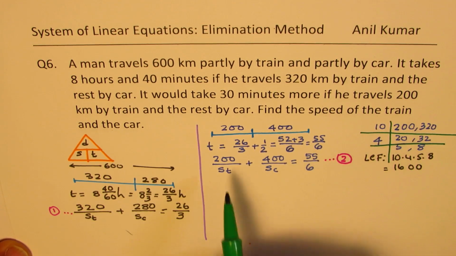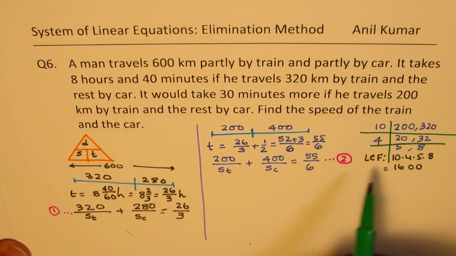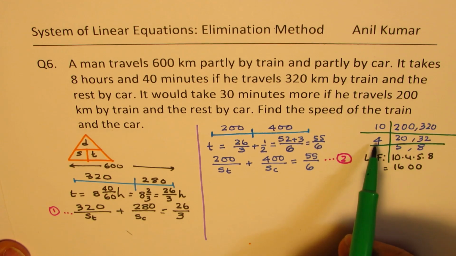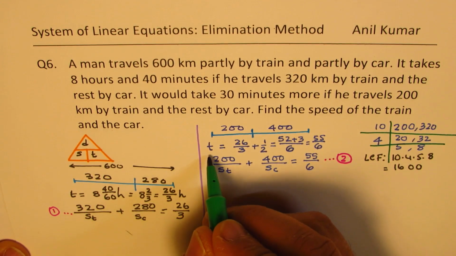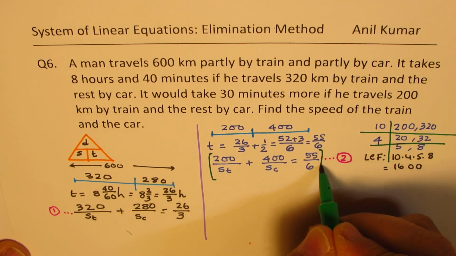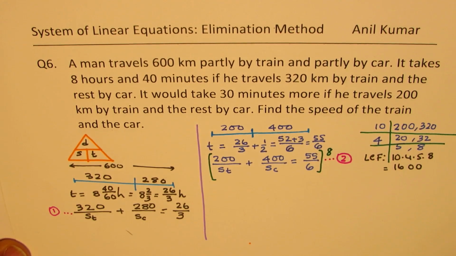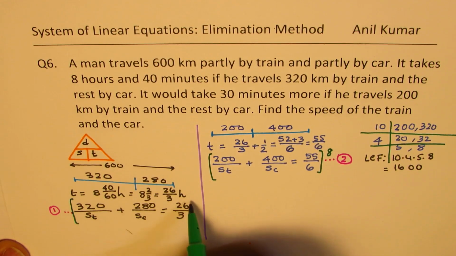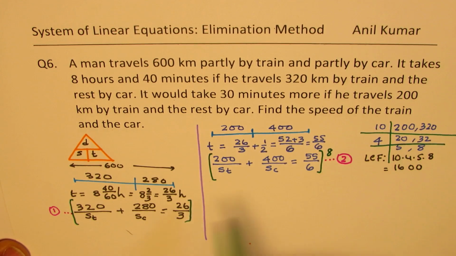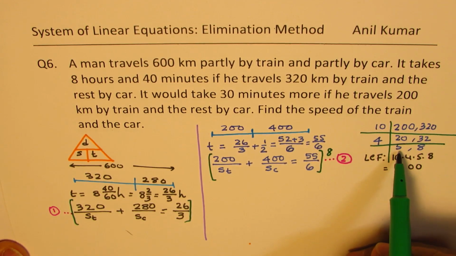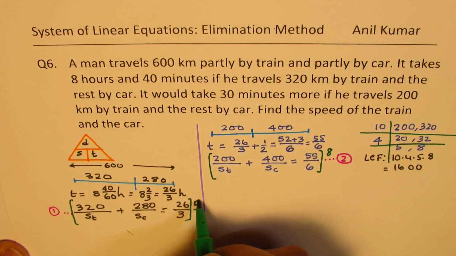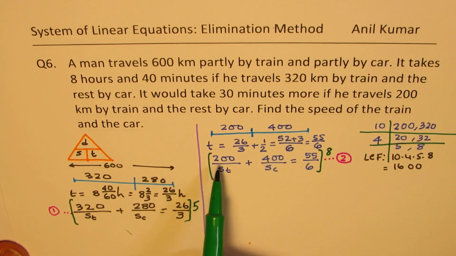So looking into this, 200 is an easy calculation. Let me show you how. 4 times 5 is 20, 20 times 10 is 200. So we are left with 8. So we are going to multiply this equation by 8. The other equation we need to multiply by what? 320, right? So 8 times 4 is 32, and 10, so 320 is multiplied by 5. So we have to multiply this by 5 to get 1600 as a coefficient for speed of train. Is that clear to you?